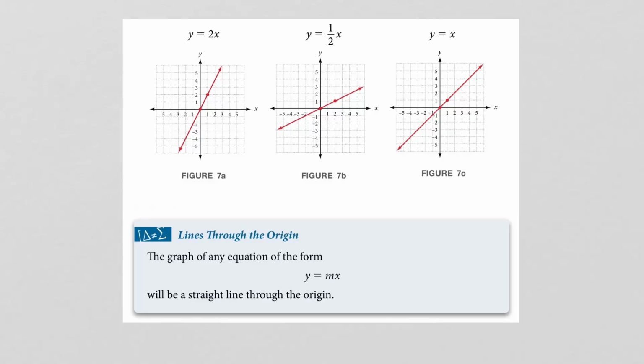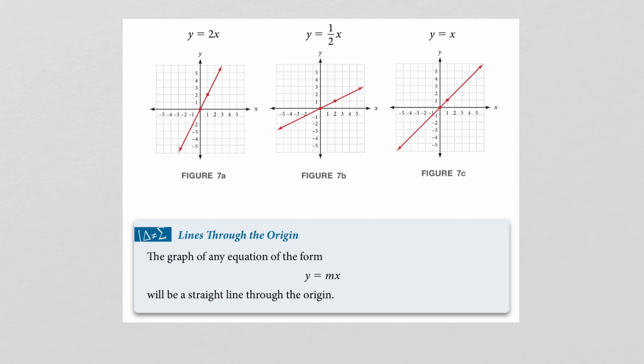So that last example is a special case of a general form of an equation of a line, and that is a line through the origin. Anytime you have an equation y is equal to m times x, where m is any number, this is always going to be a straight line through the origin. And so here are a couple of other examples.